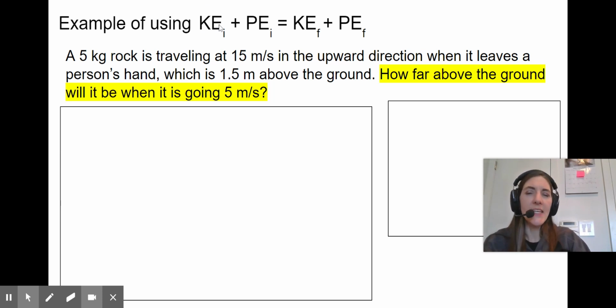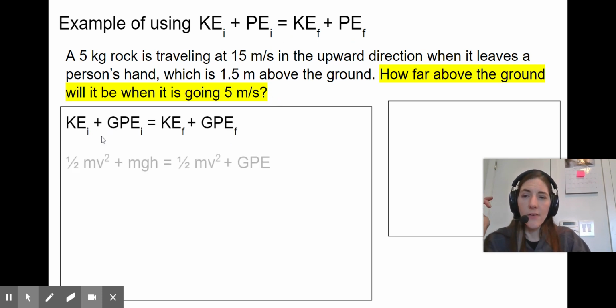We're using KE initial plus PE initial equals KE final plus PE final. And I know that when I'm looking for a height, that is going to be filed under gravitational potential energy, because that's mass times gravity times height. So, okay, here's how this is going to look. KE initial plus GPE initial.